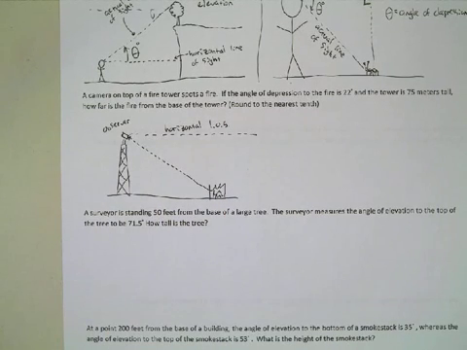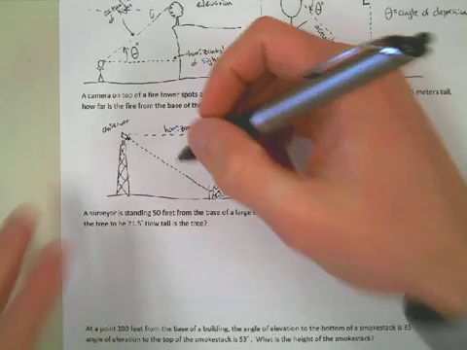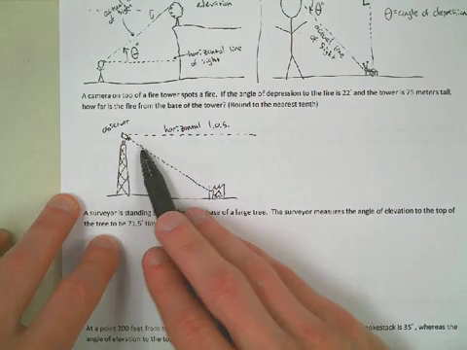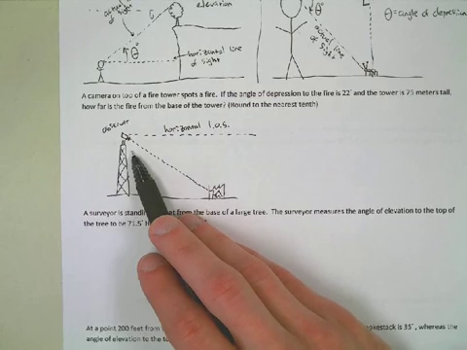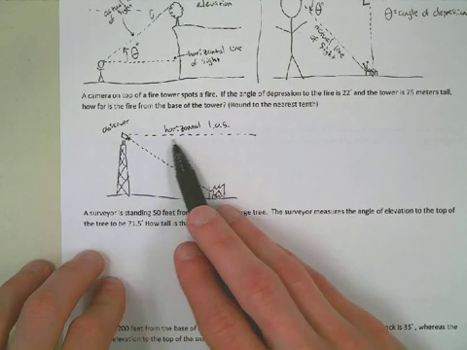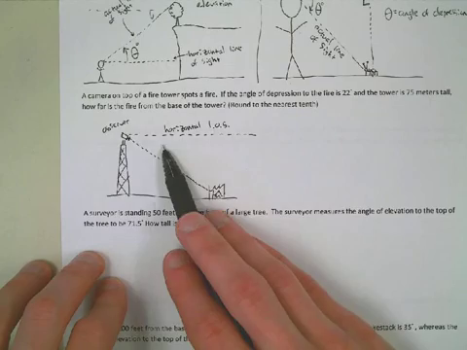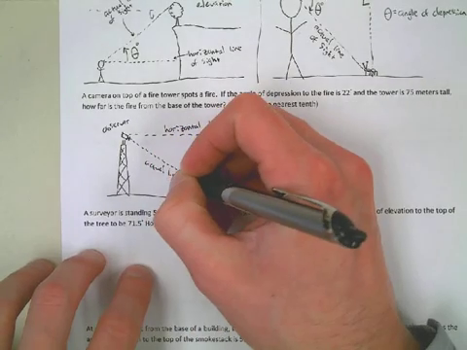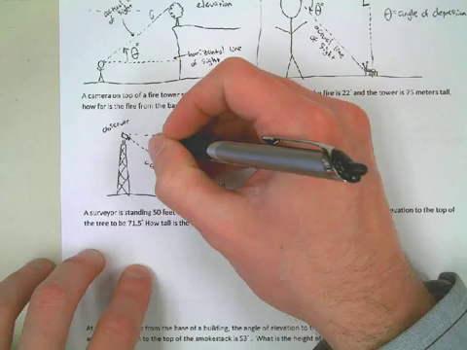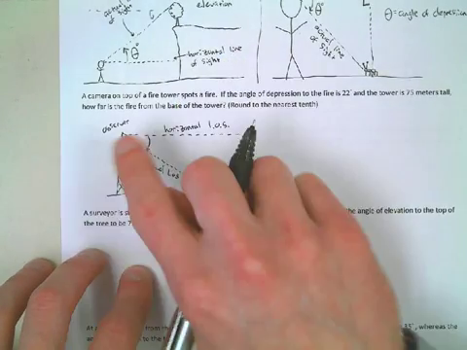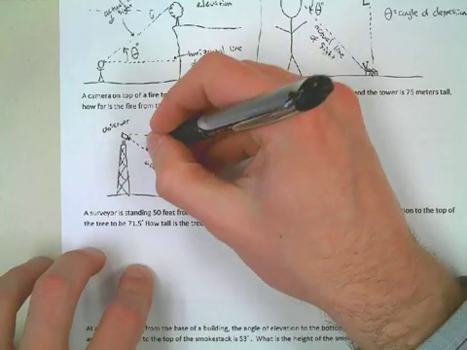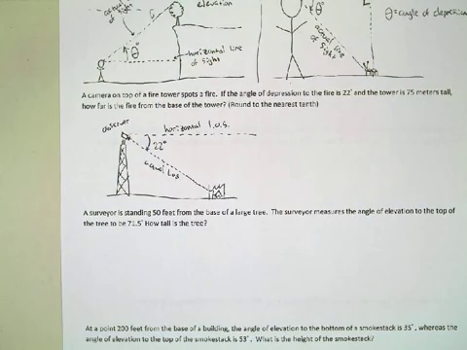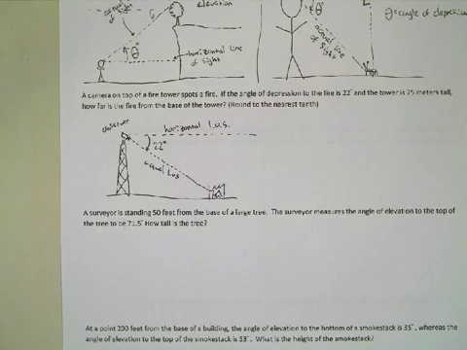So the 22 does not go here, because what do you measure an angle of depression from? It's from the horizontal line of sight down to the actual line of sight. So here's the actual line of sight. We're measuring down from the horizontal down 22 degrees. Then we can finish off our right triangle right here.